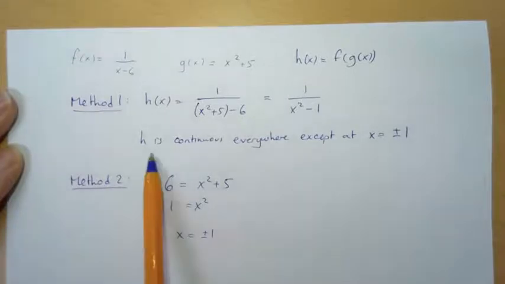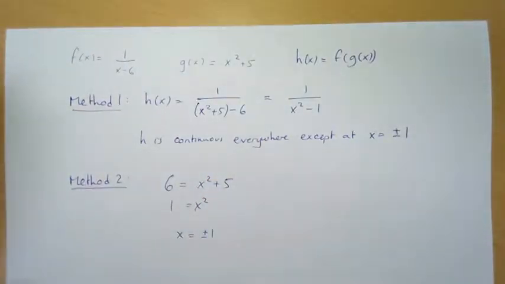I'm not copying this again, but if you only solve with method 2, you need to answer the question: h is continuous everywhere except at x equals plus or minus 1.